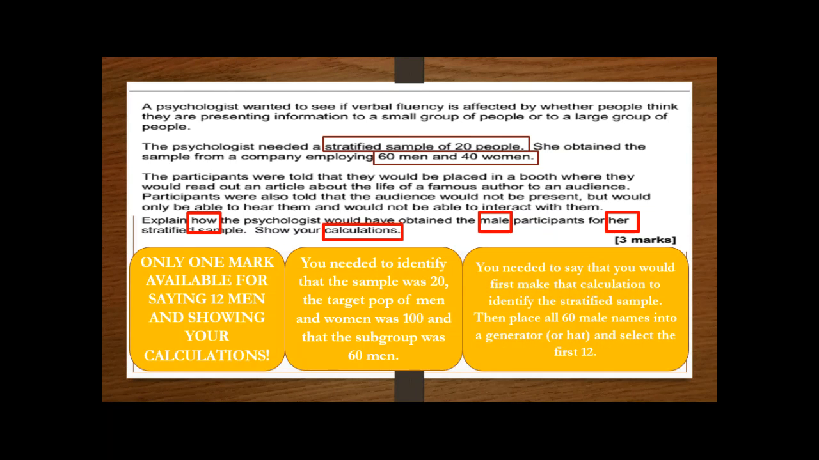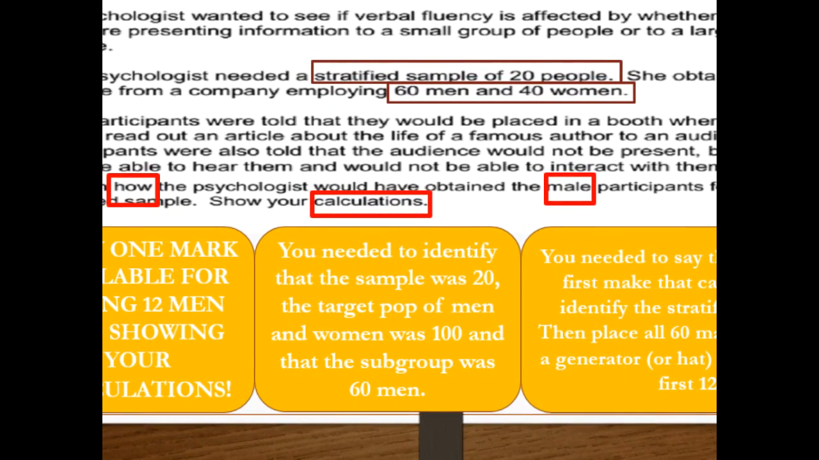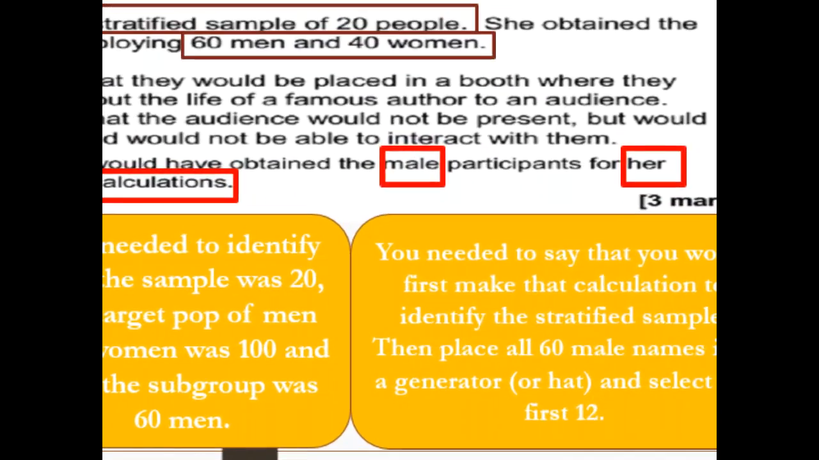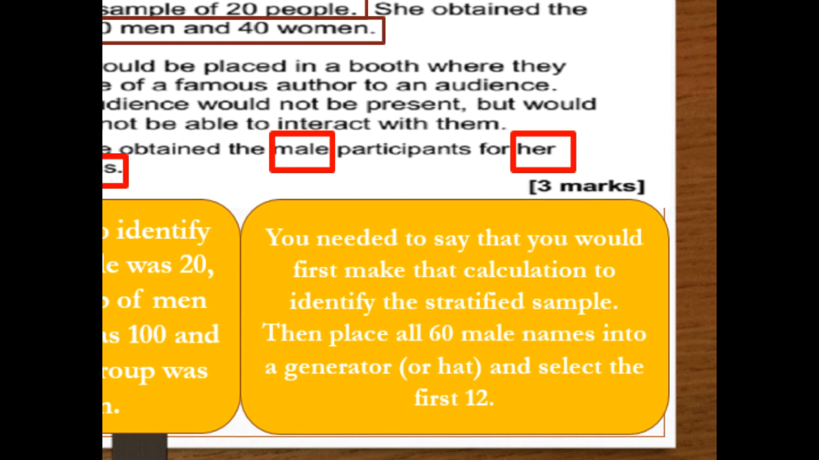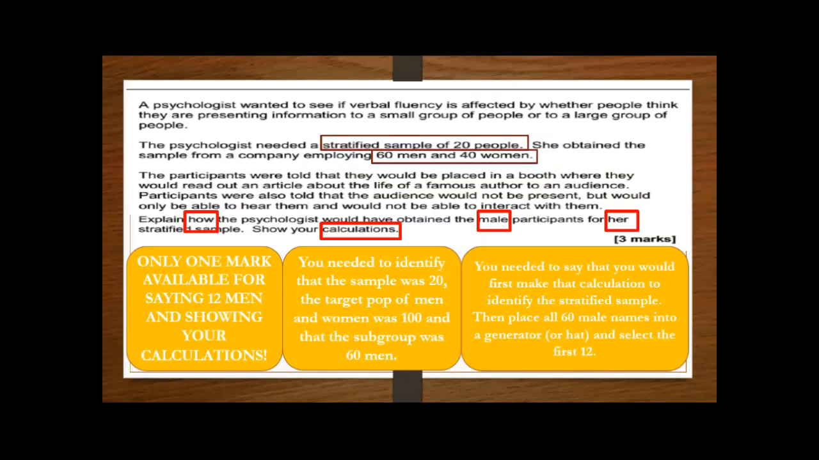So you needed to identify that the sample was 20, the target population of men and women was 100, and that the subgroup was 60 men. That's the first thing that you need to do. You then needed to say that you would make that calculation. So you've identified what your stratified sample is, or your ratio. Then you place all the 60 male names into a generator and select the first 12. So a load of you ended up with that first mark. Some of you got the second mark by telling me what the bits of the formula were. And I think I personally, out of my classes, awarded the third mark to about 10 people. So really poor, that one.